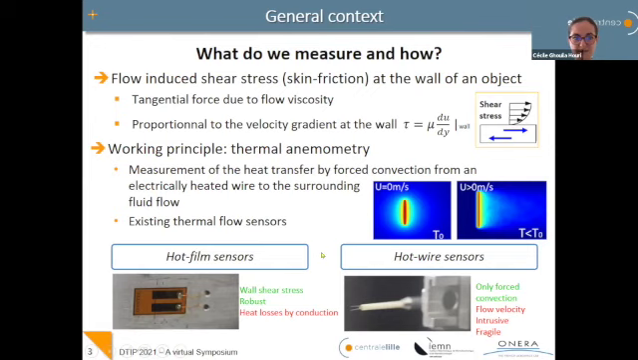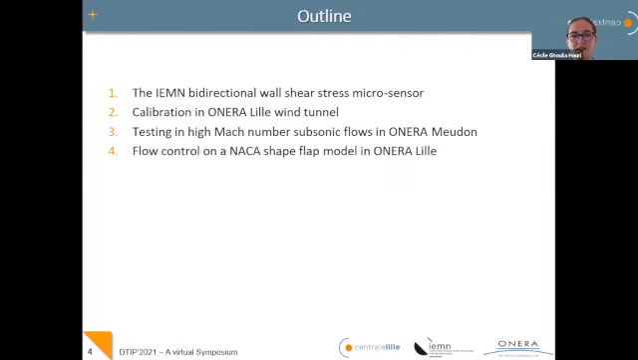Okay, so now that we've seen what kind of sensors exist, we can go on to present our IEMN sensor, and that's what I will begin with. Then I will present some calibration, testing, and experiments that we've done in various wind tunnels, both at ONERA Lille and at ONERA Meudon.